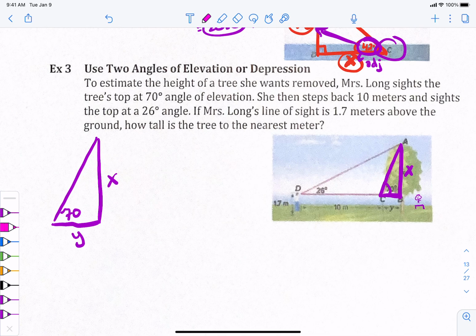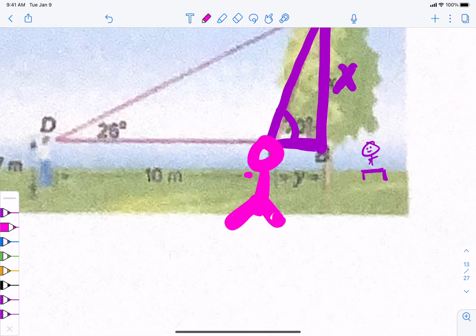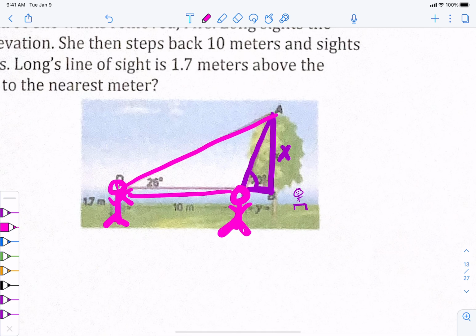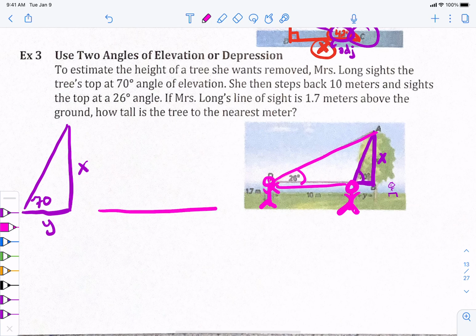I'm going to switch colors. What she's going to do is step back. She's standing here in this corner, and she steps back 10 meters, so now she's standing there. And now her angle of elevation is only 26 degrees. It was 70 degrees to start with because she's looking almost straight up at the tree. Then as she steps back, the angle is going to be a smaller angle. Does that make sense? So as she steps back, I'm going to draw a new triangle.